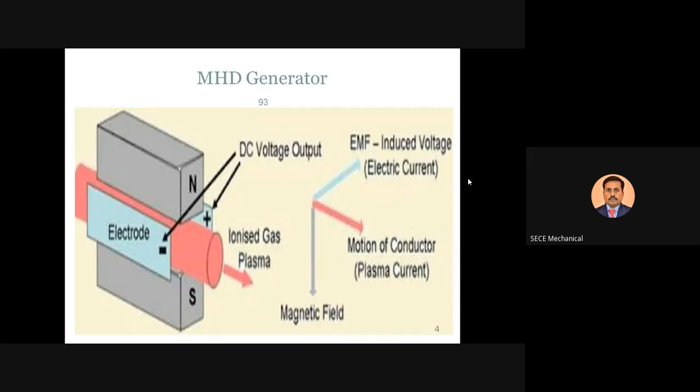In this slide you can see the components in the MHD generator. On both sides you have an electrode. Without electrodes we cannot take the power. The electrode is attached to the magnet, and in between the magnets we pass the ionized gas. Then only the electromotive force, that is EMF, electric current, is generated. The electromotive force or electric current is taken from the positive and negative electrodes, where you can get the power. So we have to pass the ionized gas in between the magnets. This is the general construction of an MHD generator.